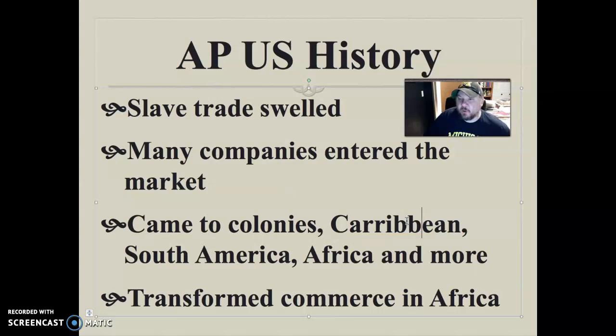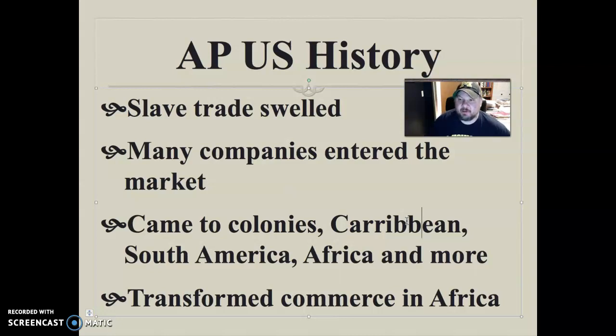There were also many companies that competed on the market. It wasn't just one company that competed to sell slaves. There were multiples that were getting involved. They came from the colonies, they came to the Caribbean, they came to South America, Africa, and more. Truth be told, there were more slaves that went to South America and the Caribbean than came to the United States. There was just a tremendous amount.